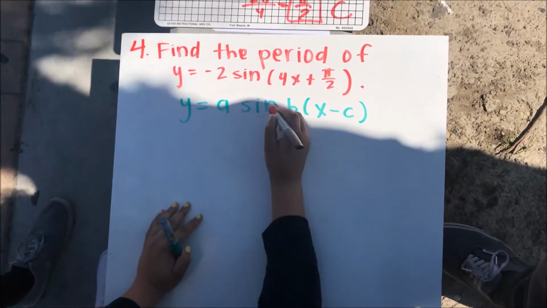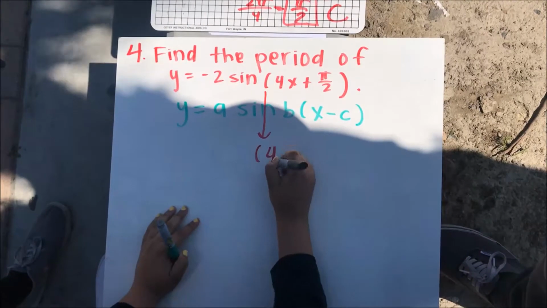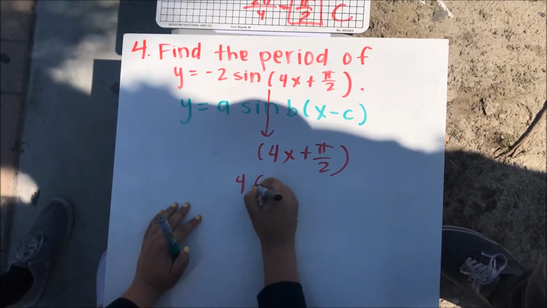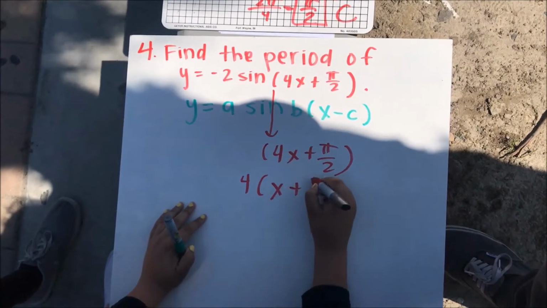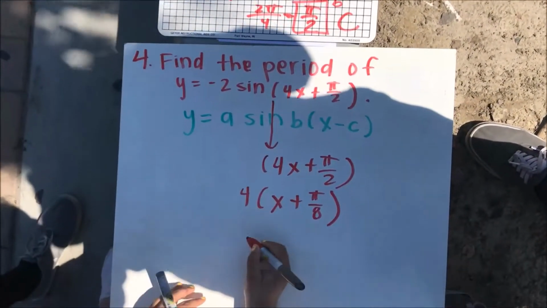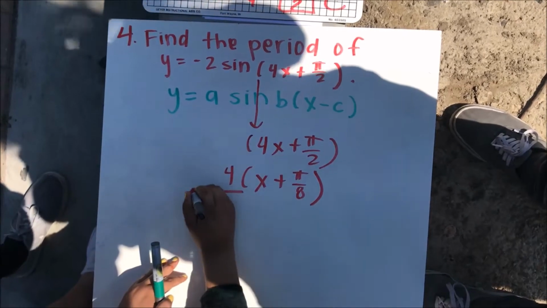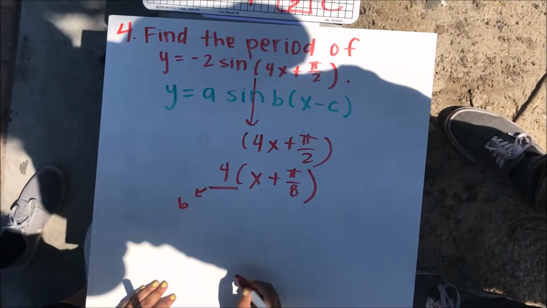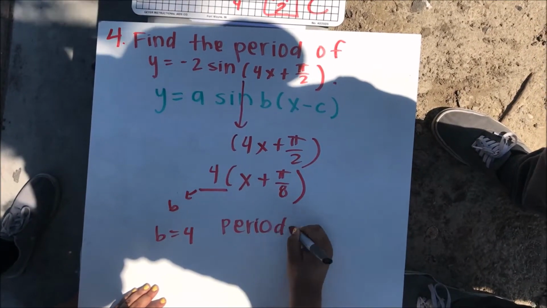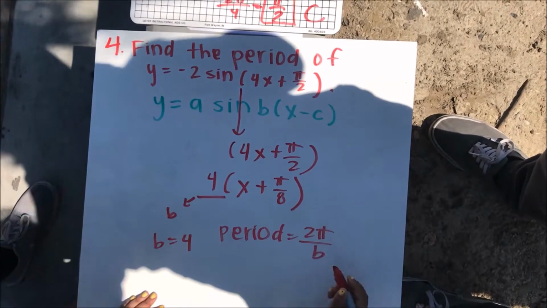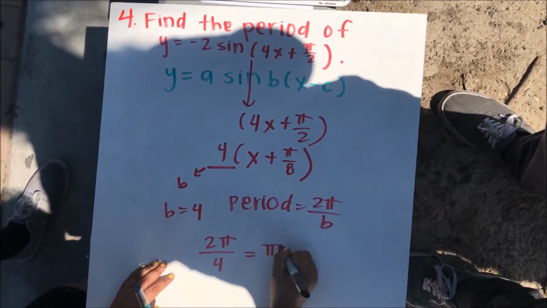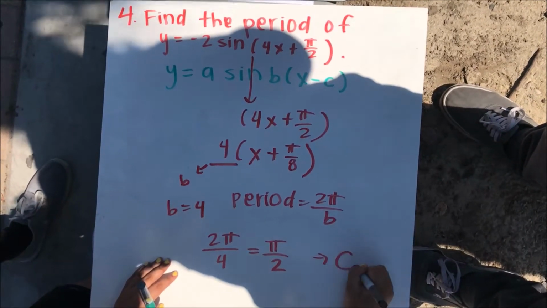To find the period, first we have to factor out 4 from 4x plus pi over 2 to get x plus pi over 8, which will help us get the period. So to get the period, now we have to find b, and b will end up being 4. To find the period, we do 2 pi divided by b, so the period is 2 pi divided by 4, which equals pi over 2, and that will be our period.